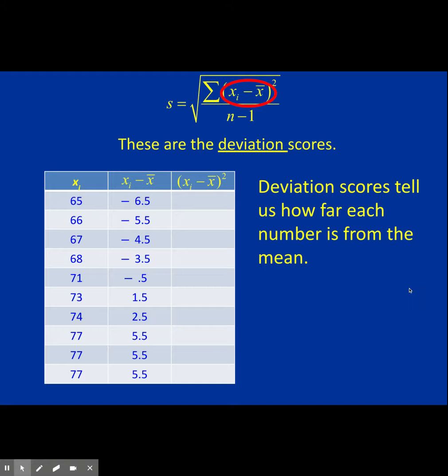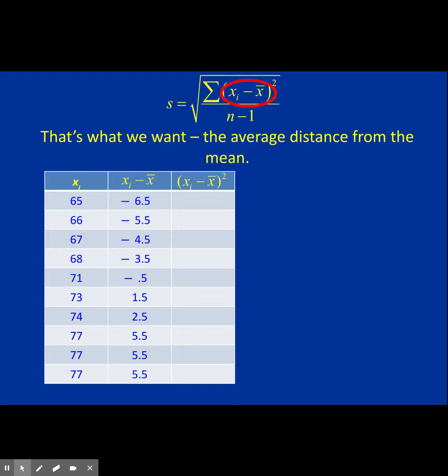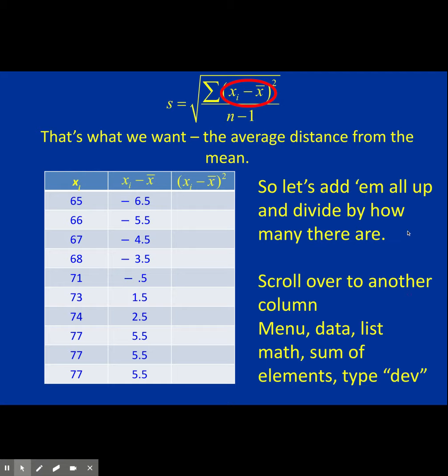They tell us how far each number is from the mean, right? So it's the distance from the data point to the mean. And negatives, again, just indicate that it's going in the opposite direction. That's the goal, right? We want the average distance from the mean. But normally when you find an average, the way you would do that is you would add all of the data points together and then divide by the number of data points you have, which is 10.